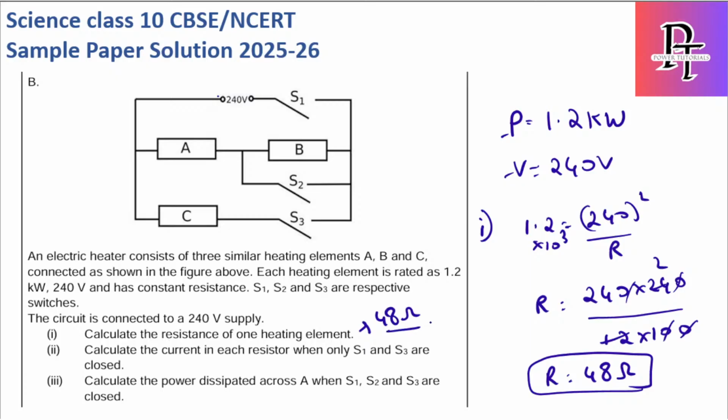Okay. So now this whole circuit can be written differently. Before that, let's see. Calculate the current in each resistor when only S1 and S3 are closed. S1 and S3 are closed, S2 is open. So I'll write the circuit first.